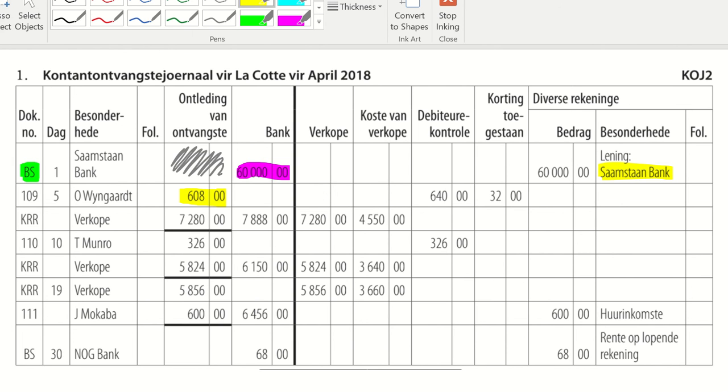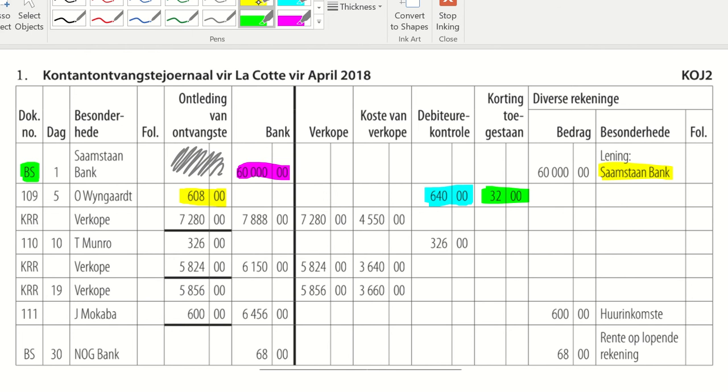Maar hulle sê dit is om sy rekening af te betaal van 640 rand. Maar as hy net so bietjie minder betaal het, dan moet ons aanneem die verskil tussen daai twee is die korting wat ons toegestaan het. So the difference between those two is the discount allowed.